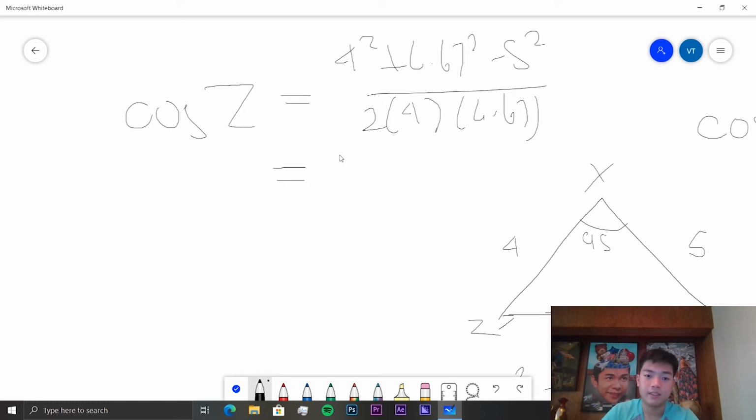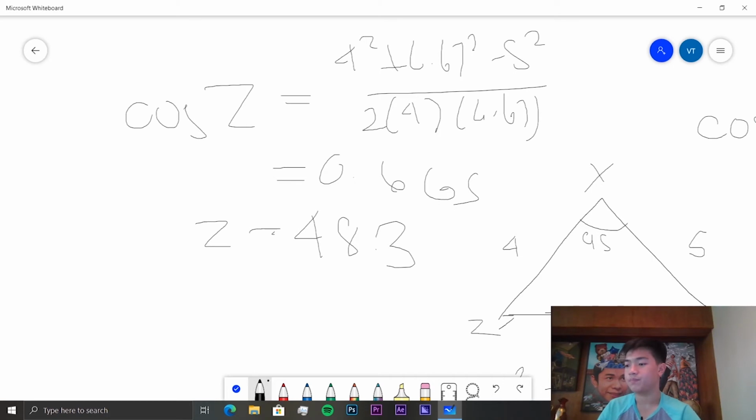So we get 0.665 here, so we have z is equal to cosine -1 of this, which is around 48.3 degrees. Okay, on to the next question.